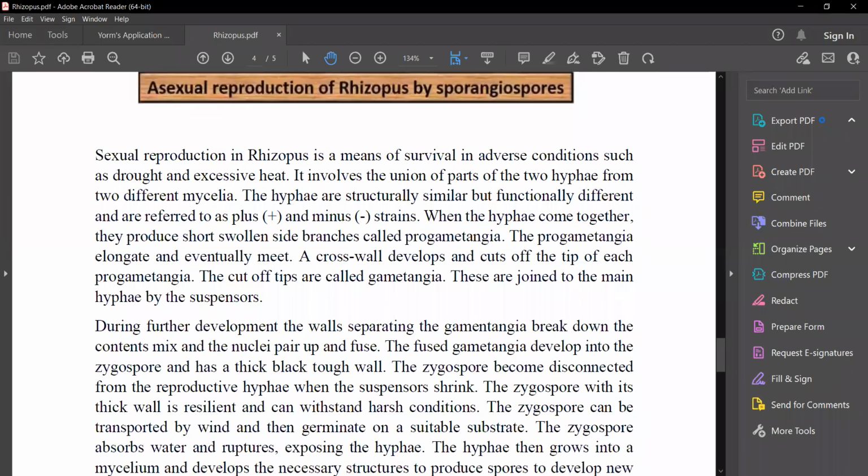So the sexual form of reproduction, as I said before, is for unfavorable conditions. So it helps it survive in adverse conditions such as drought and excess heat, right? So obviously, being sexual, we need two parents, a male and a female, but here we call them the plus and minus strain. That's how we call them. So you have two hyphae, a positive or plus hypha and a minus hypha.